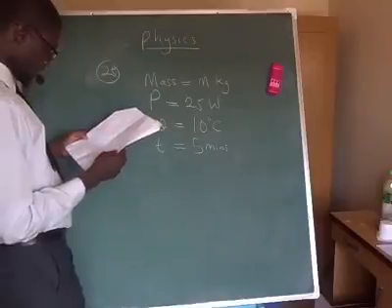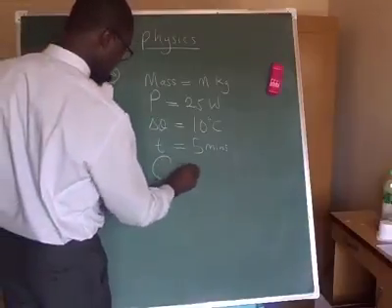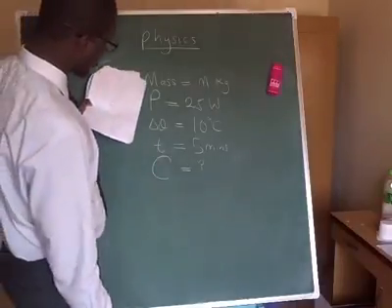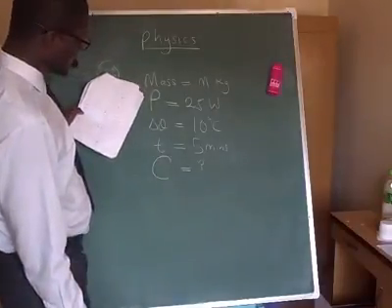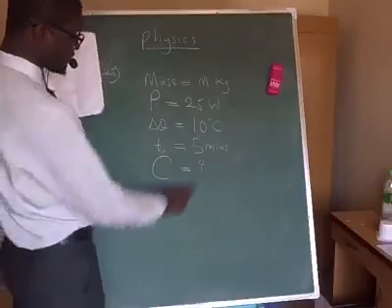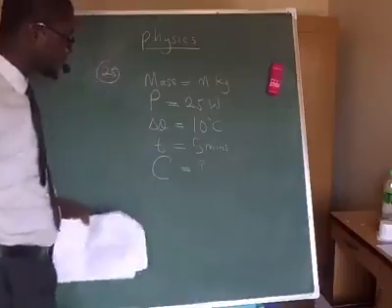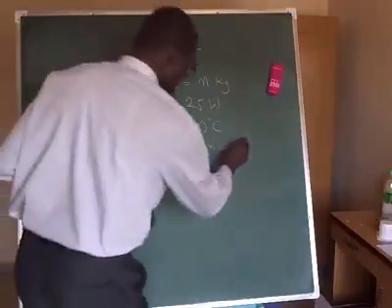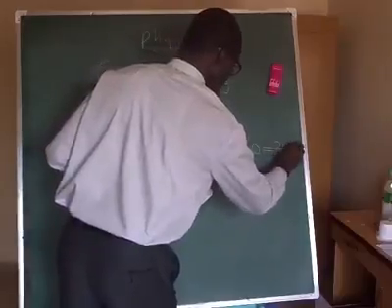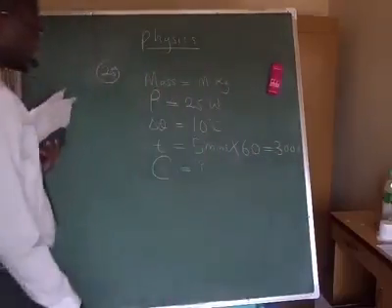So the question says calculate the heat capacity. We are looking for capital C, which is heat capacity. Now the mass is M, the power is 25, change in temperature is 10, and the time taken is 5 minutes. So we need to convert 5 minutes to seconds. We multiply by 60 so that we have 300 seconds.